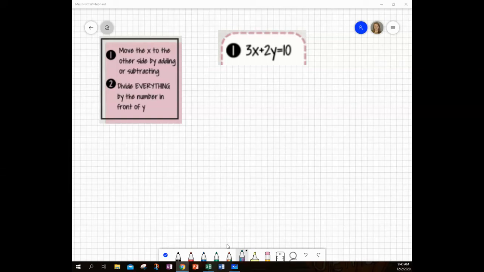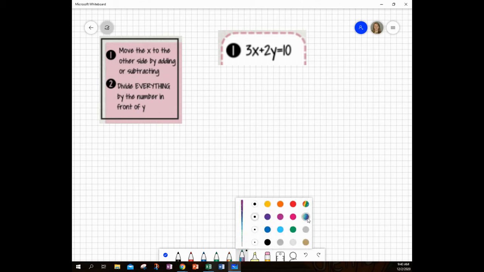Okay, so let's review how we solve for y. If you remember, we actually did this when we talked about slope and going from standard form to slope-intercept form. So we're going to just really quickly review the two steps. If you have something like this, how do I get my equation in terms of y so then I can turn around and graph it?